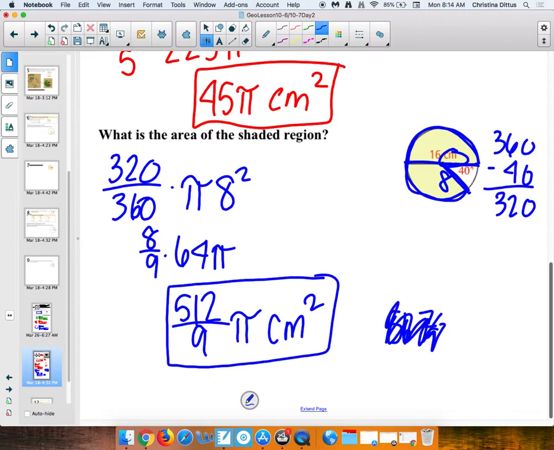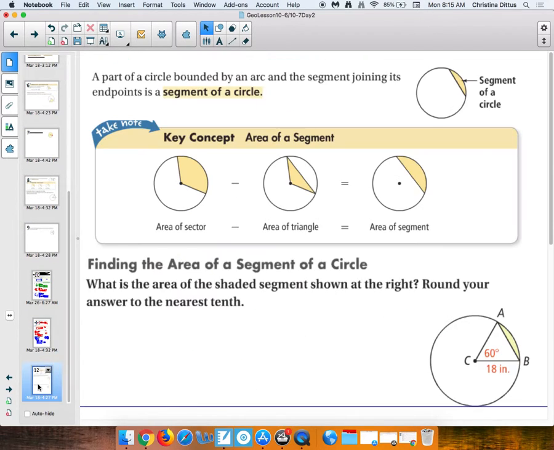Okay, here is the only kind of tricky part about this part of 10, 16, 7. When you want to find only a segment, so not an entire sector, not just an arc length, you want to find just this little shaded part.